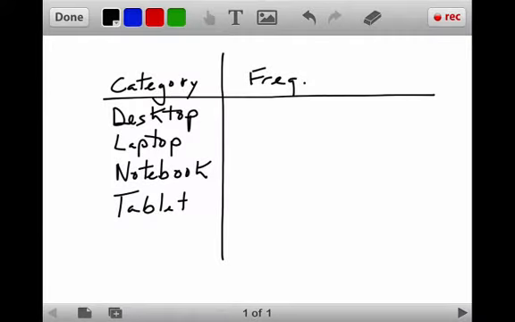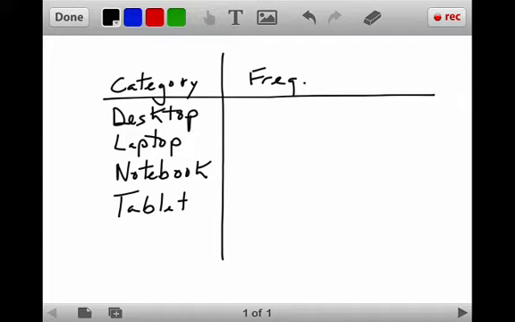Okay, so let's try to create our frequency table. As I just said earlier in the video, a frequency table has a minimum of 2 columns. So in the first column here, you can see the different categories or possible answers. So we have desktop, laptop, notebook, or tablet. And in the second column, we will actually have the frequency.